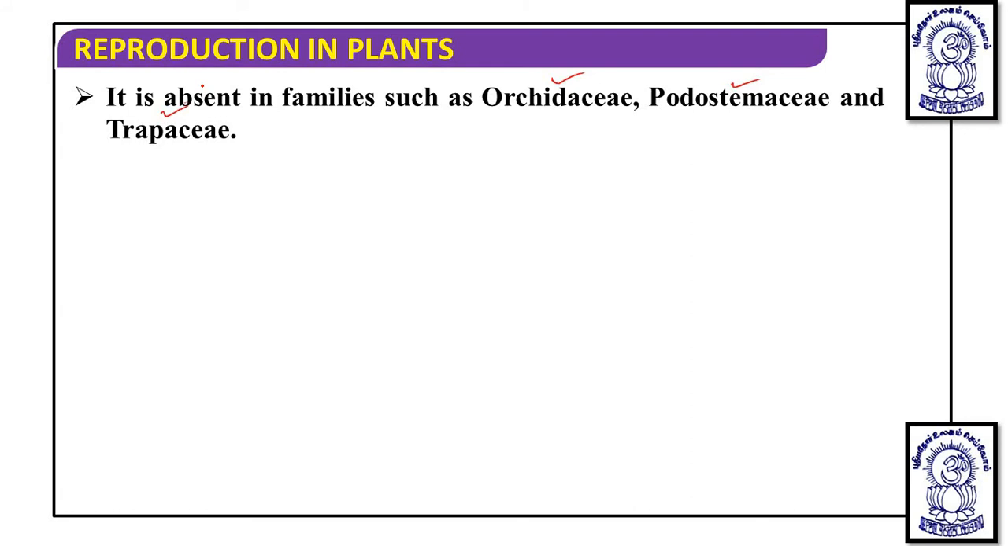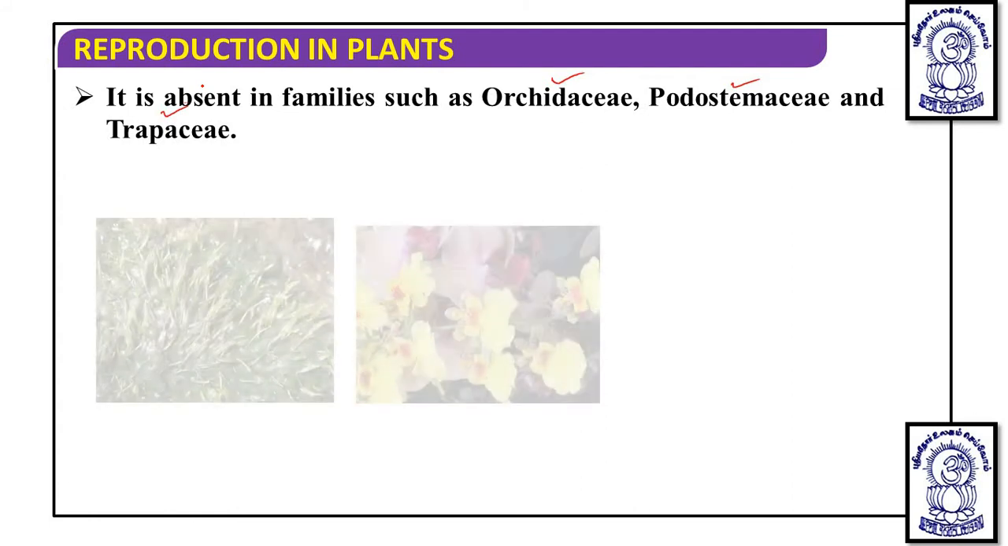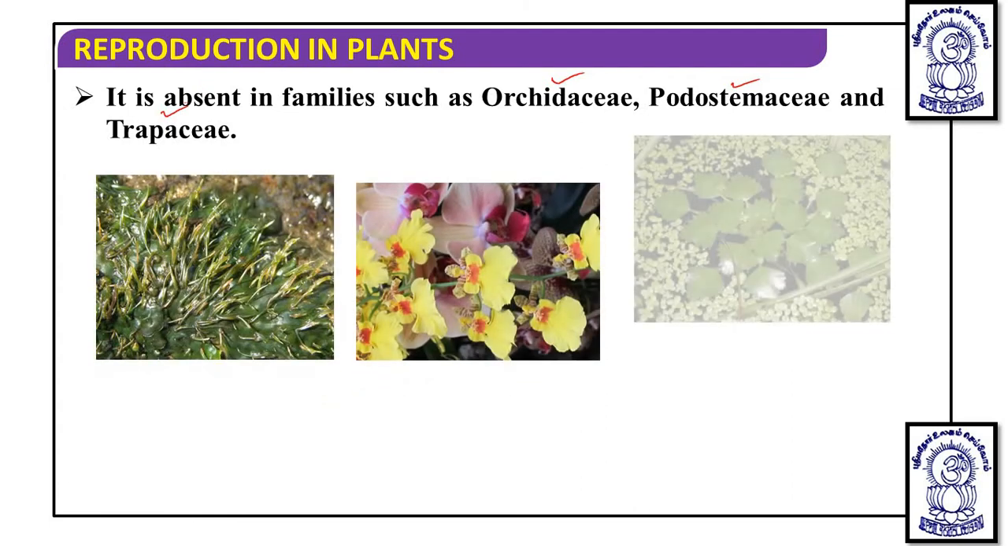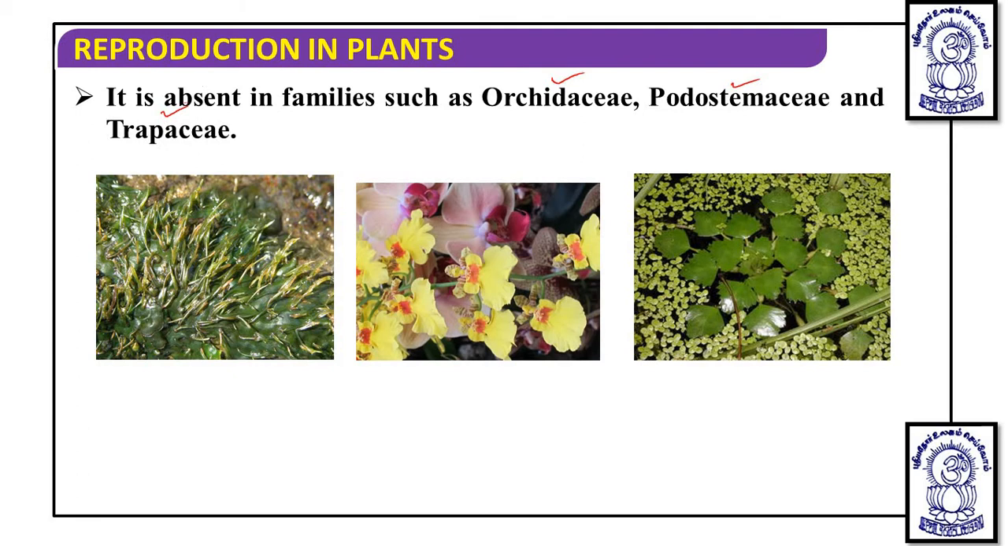Why is there no need for endosperm in these families? Because they have reserve food stored in their cotyledons, and if reserve food is already present in the embryonal cotyledons, then there is no need for this particular endosperm. So it is absent from the start. You can see the diagrams of plants of these three families.